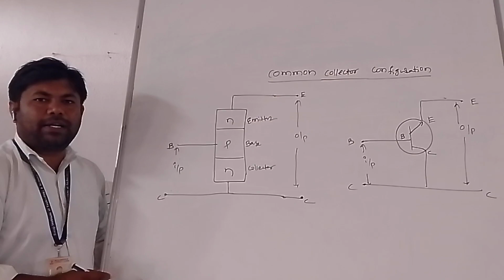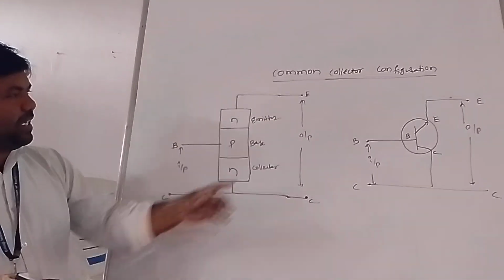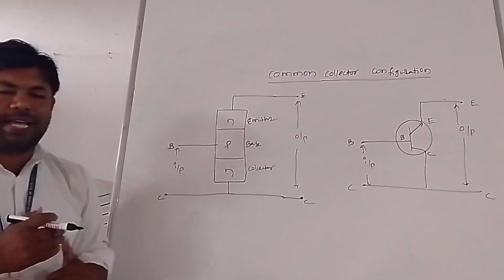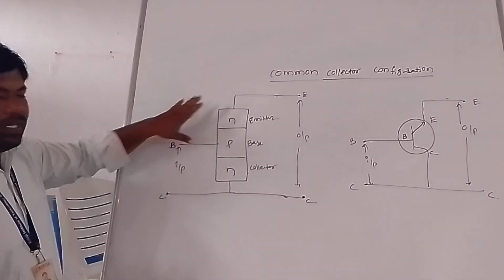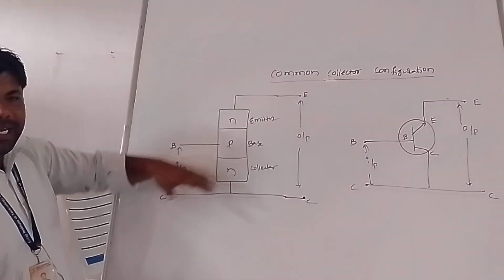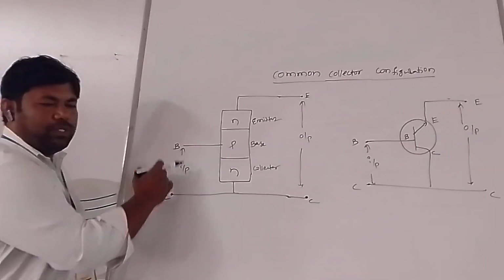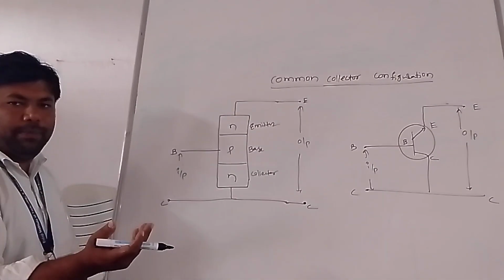Next one is the common collector configuration. Common collector configuration means the collector terminal is common. That means the collector terminal acts as a ground, with the rest of the 2 elements. Now we can observe the diagram. The same NPN transistor has 3 terminals: emitter, base, collector. There is an input side and an output side.